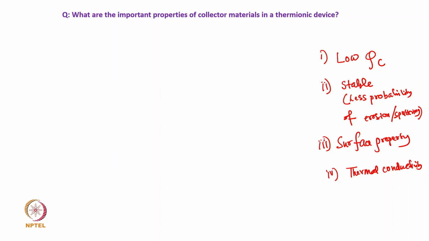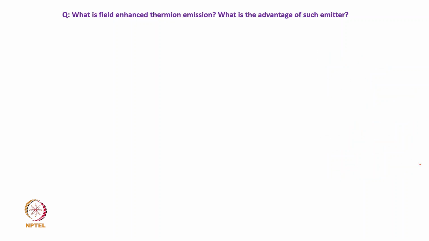Okay. So, these are important properties of the collector material. So, what is field enhanced thermionic emission? Okay. What is the advantage of such emitter?